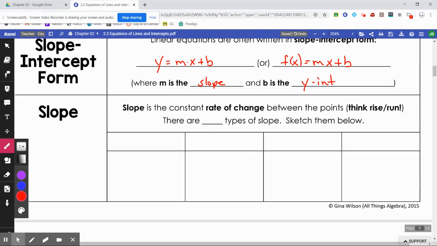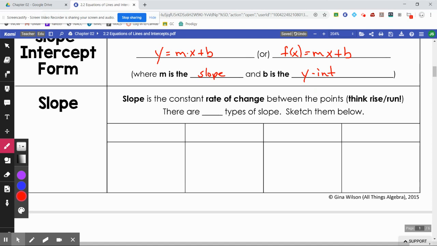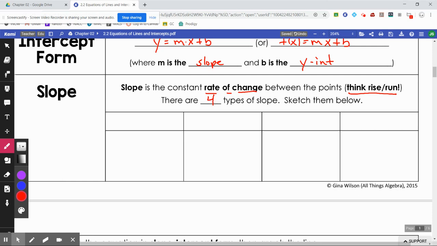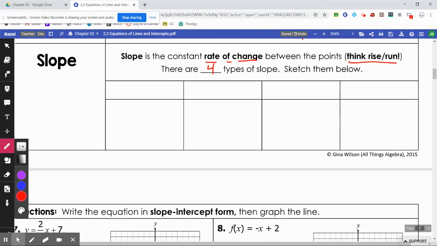So what do we mean by slope? We've done slope in previous classes, but let's go over it again. Slope is a constant rate of change. It tells how slanted or how quickly your line is changing. The constant rate of change between points. Think rise over run. There are 4 types of slope. Sketch them below. Your 4 types of slope are positive slopes. Now these are types. Negative slopes. You have zero slopes, and you also have undefined slopes.